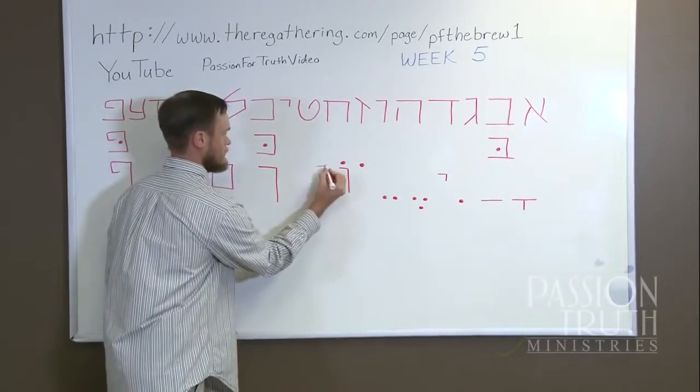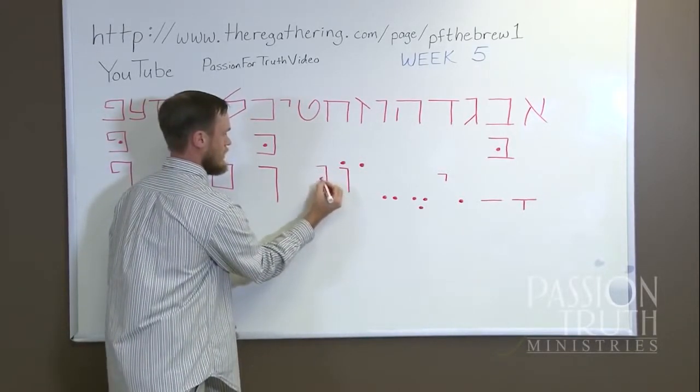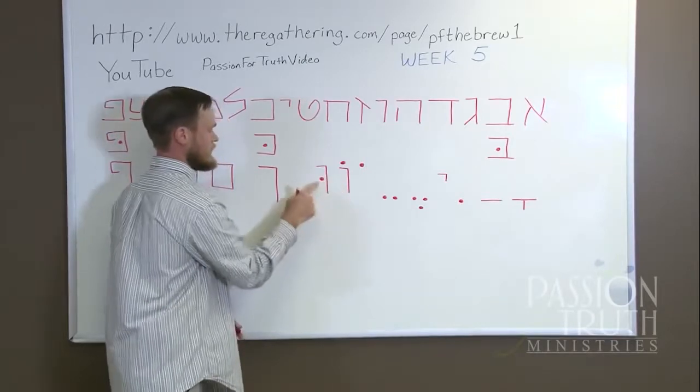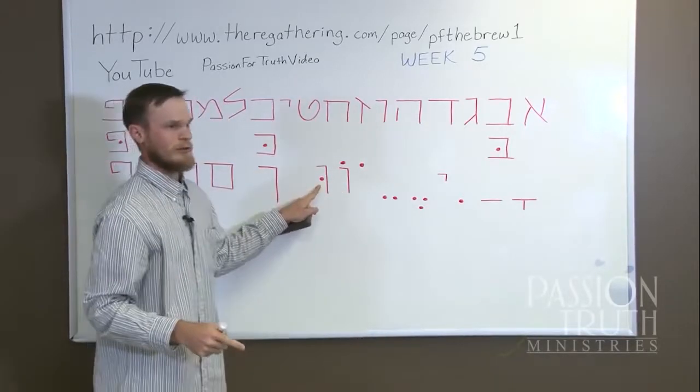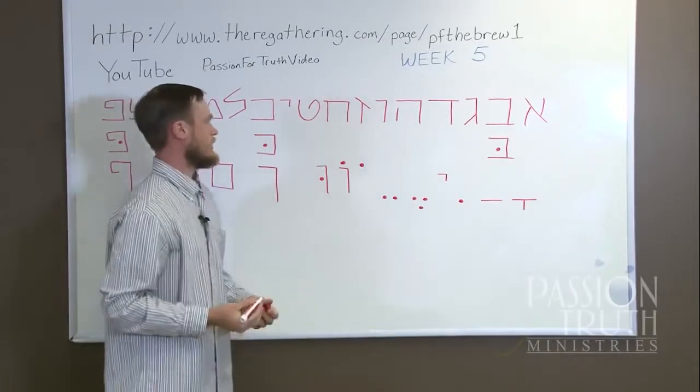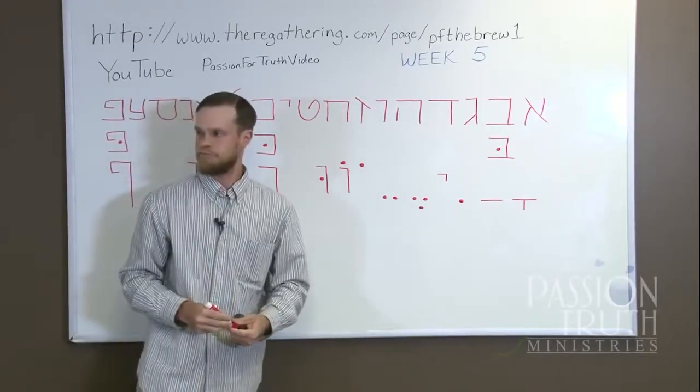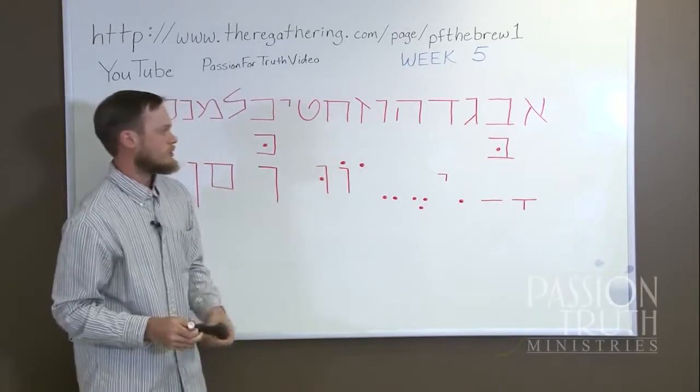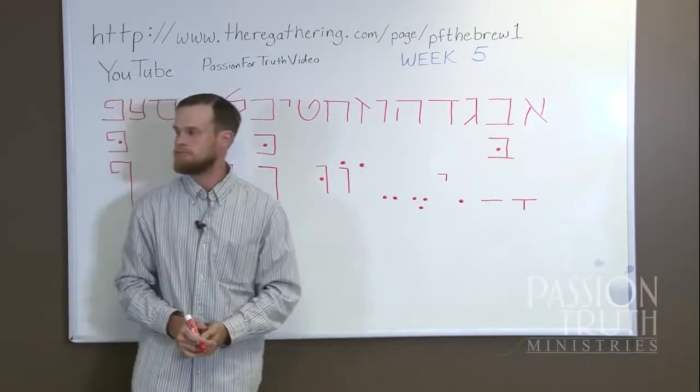And our last one, a vav with a dot in the middle, is not a dagesh but a shuruk. It makes oo, right, long U or OO. Okay? Any questions about the vowels?